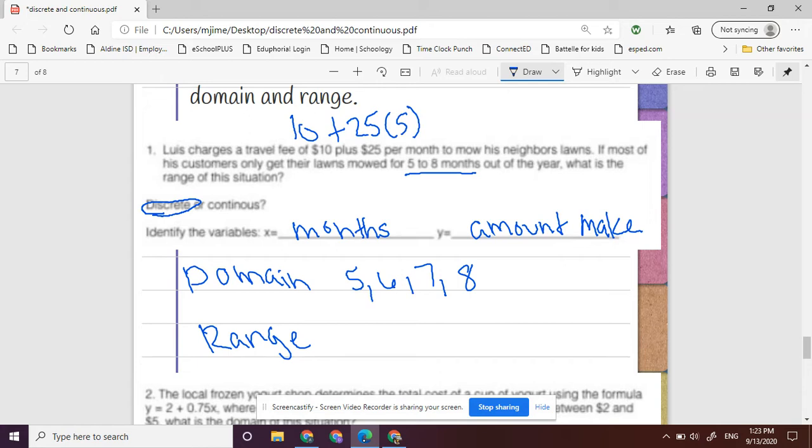All right, 5 times 25 is 125: 5 times 5 is 25, carry the 2, 5 times 2 is 10, plus 2 is 12, so 125. Then 10 plus 125 gives us 135. So he's charging them 135 for the 5 months. Now, if I want to figure out the rest, I don't have to keep multiplying by 25. All I have to do is just add it.